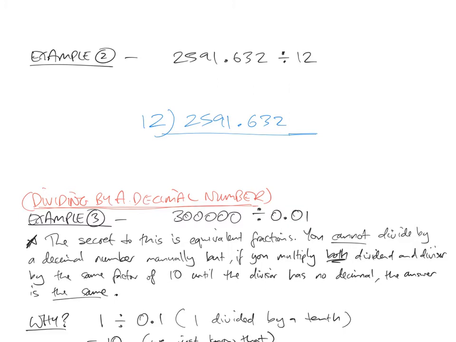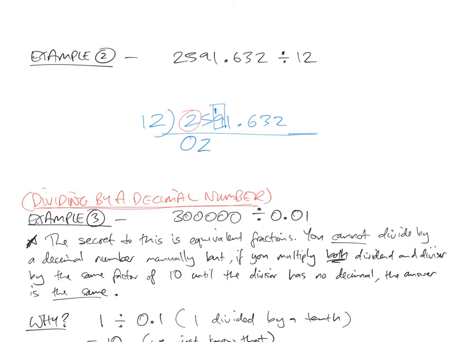So look at the first number, 2. Does 12 fit into 2? No, so you write a 0. Does 12 fit into 25? Yes, it fits twice with 1 remainder left over. Now we're looking at this column here, 19.